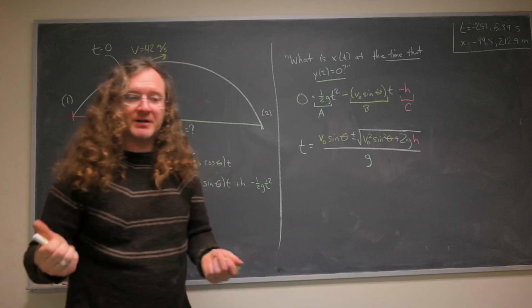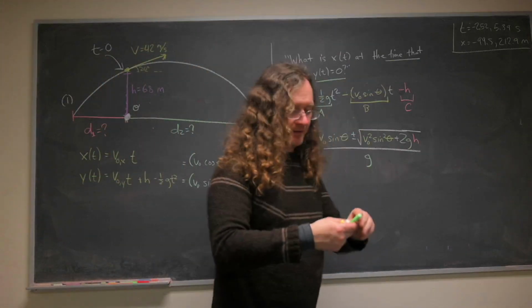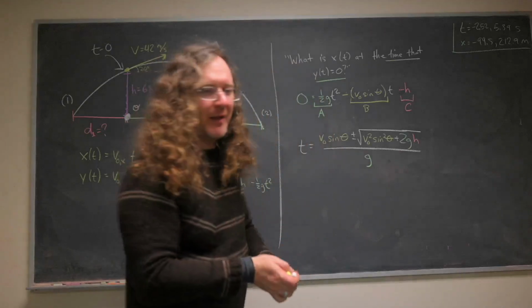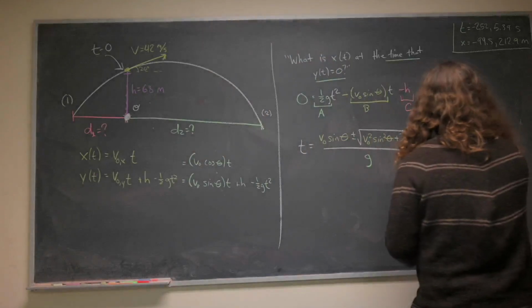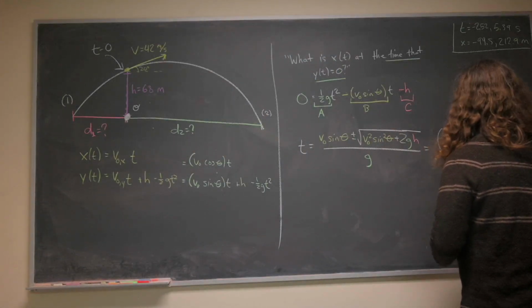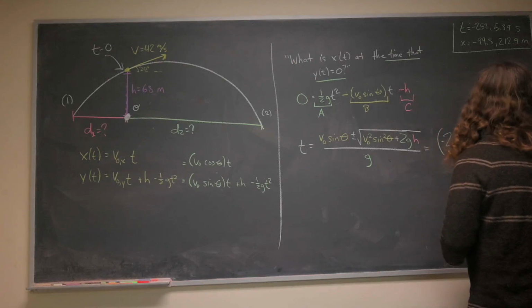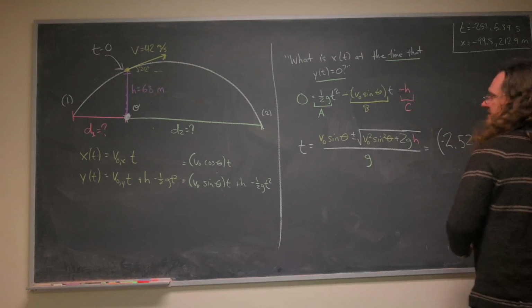Now, so I'm not punching calculator buttons on camera, I've already pre-computed what these values are. I ran the quadratic formula before I put this up on the board, right? And this gives us times of minus 2.52 or 5.39 seconds.